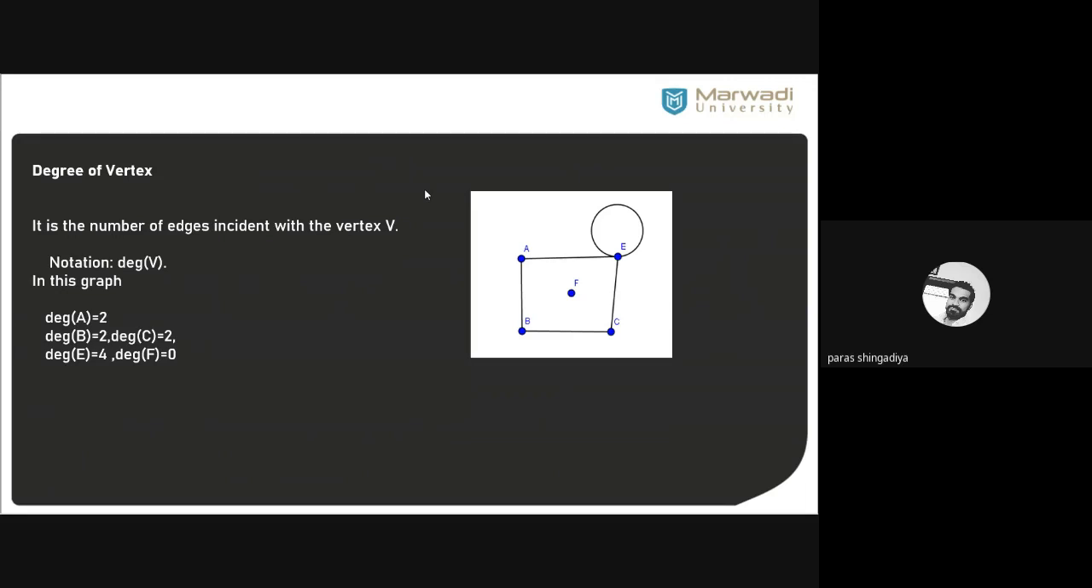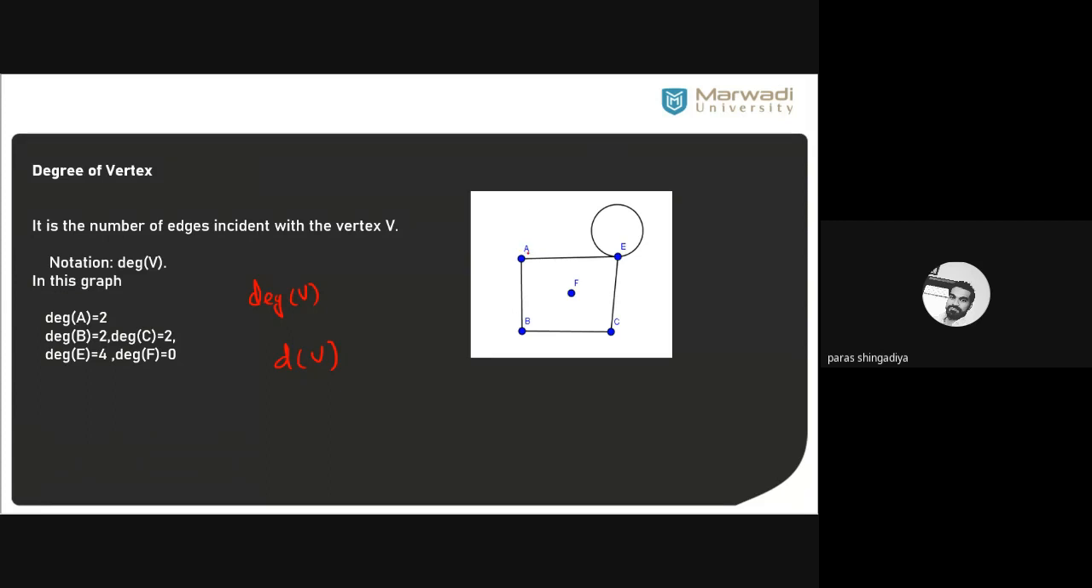So it is the number of edges incident with the vertex V. Okay. So here is one example of that. The notation for the degree is degree of V. Either you can say D of V also. Okay? That is also a notation to say the degree. Either you can write degree of V. Clear. So let us check the degree of this given graph.